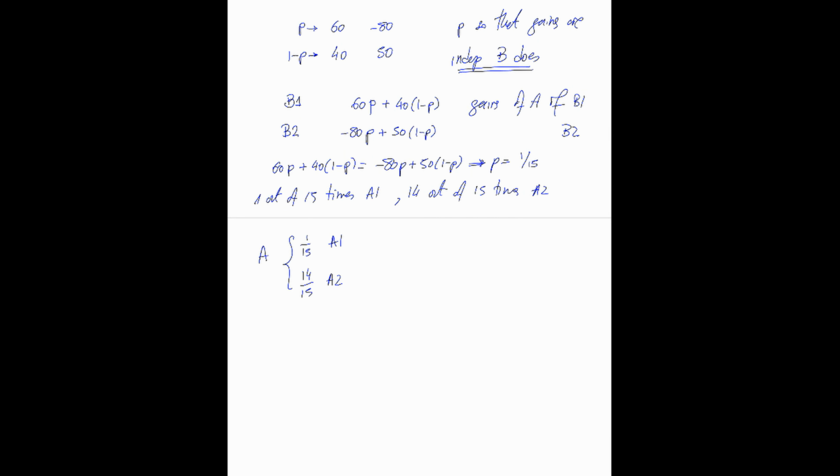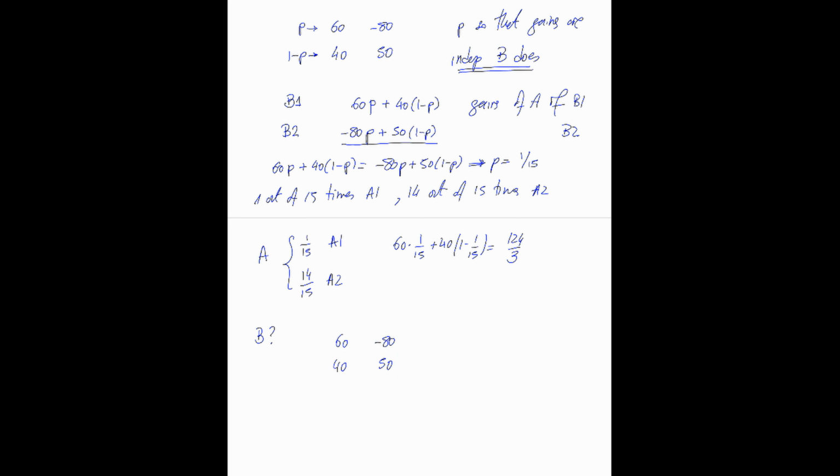How much will it gain? So it doesn't matter, we put 60 times 1 over 15 plus 40 times 1 minus 1 over 15. That's equal to 124 over 3. We could do it here also, but we have put the condition that they are equal, so there's nothing to worry about. What about B? How should B play? Okay, so here is the matrix: 60, minus 80, 40, and 50.